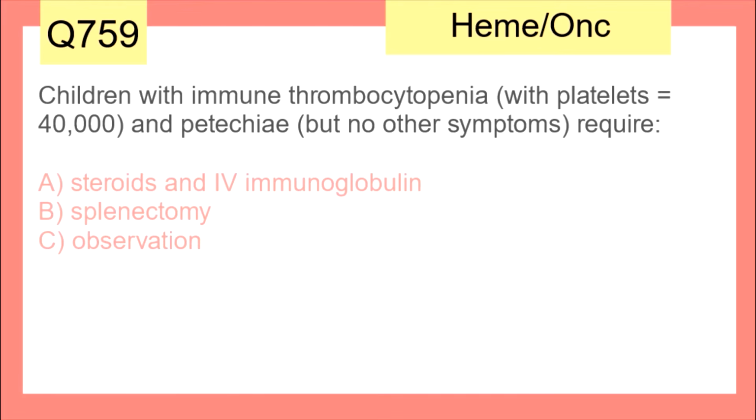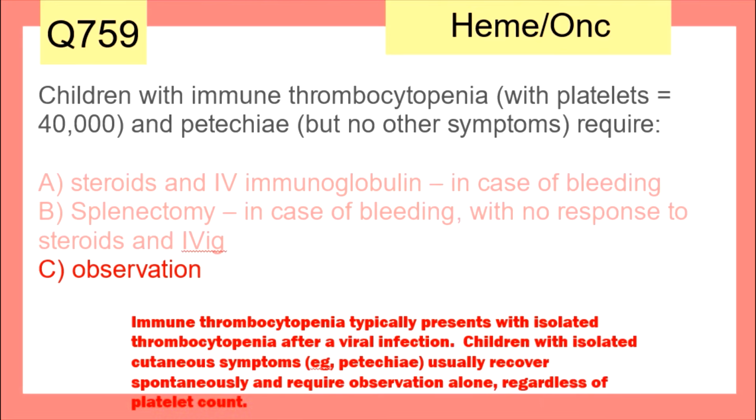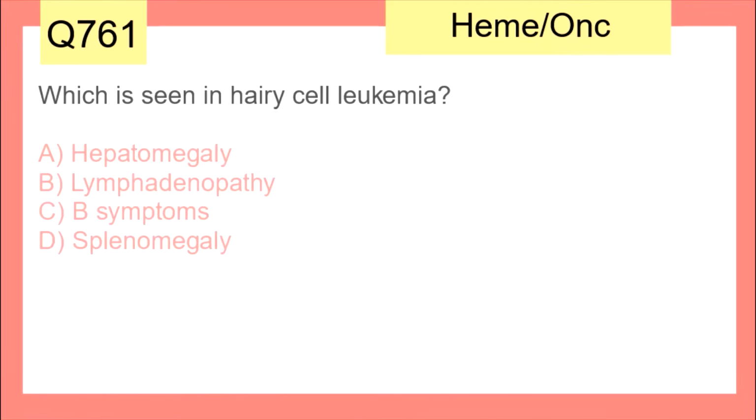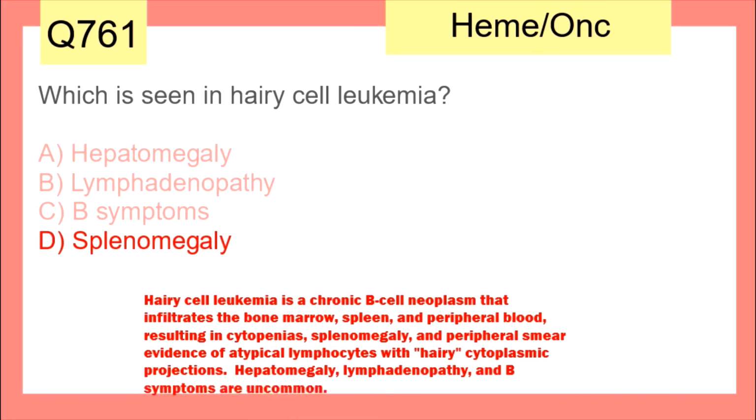759, children with immune thrombocytopenia petechiae require, as we mentioned before, observation at first because they have no symptoms. Splenectomy is only when it's severe and there's no other choice. Again, in case of bleeding with no response to steroids and IVIG. 760, a high leukocyte alkaline phosphatase level is seen in leukemoid reaction. We said before, the LAP is high in leukemoid reaction versus CML. Okay, 761, which is seen in hairy cell leukemia, we said splenomegaly.